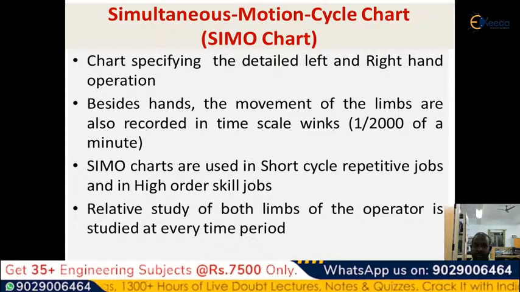SIMO indicates simultaneous motion cycle chart. Simultaneous in the sense that together or in parallel you are going to see, so you are going to analyze the movement of the limbs in the scale of wings. Wings is a unit which is indicated by 1 by 2000 of a minute. So it means how your limbs are moving at every 1 by 2000 of a minute.